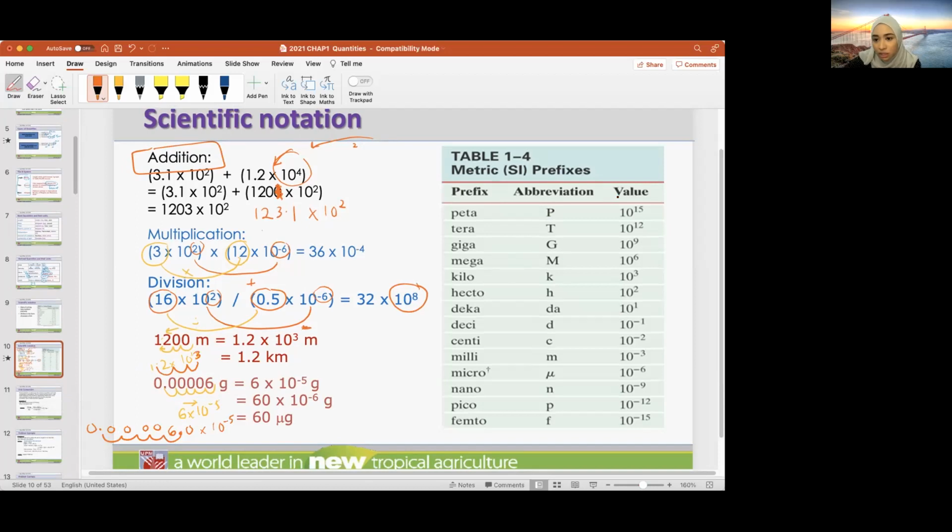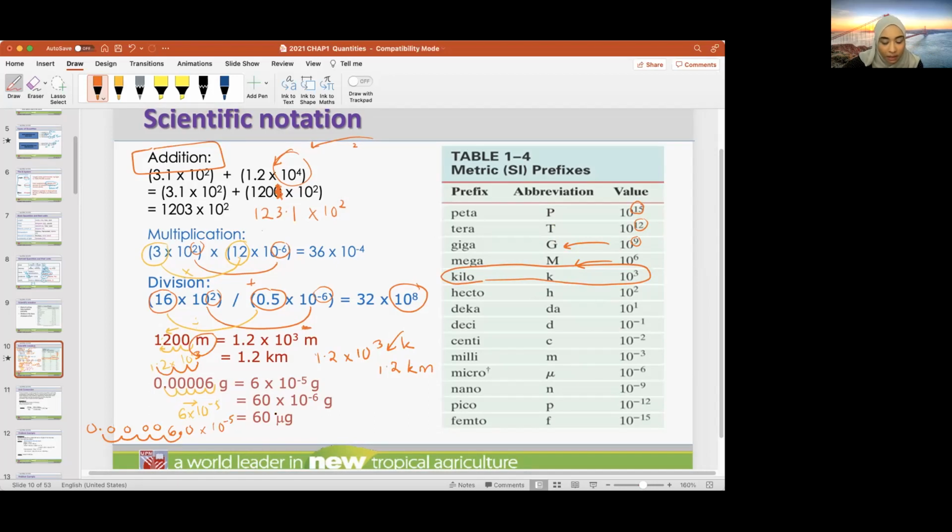Okay, and then abbreviation. Sometimes you don't want to put in these numbers. You can write it as giga. You can write it as mega. For example, this guy was 1.2 times 10 to the 3, and 10 to the 3 is equal to kilo. So I can rewrite this as 1.2 K. And then I use the units over here. It's meter. So 1.2 kilometer.